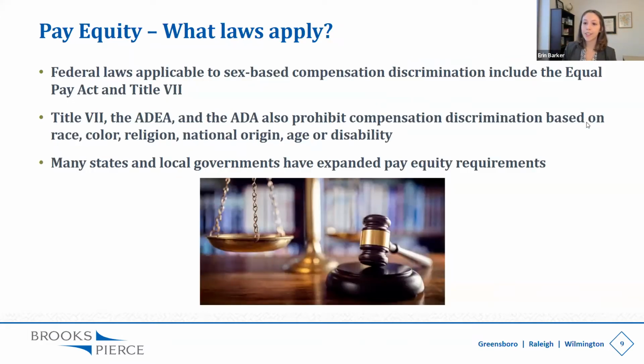So the next question is, what laws currently apply? So we know there's all these laws coming in, but there have been laws in place that address pay equity. A couple of the federal laws applicable to sex-based compensation discrimination include the Equal Pay Act and Title VII. In addition, Title VII, the ADEA, and the ADA also prohibit discrimination, not just on the basis of sex, but also race, color, religion, national origin, age, disability. And that's just at the federal level. So many states and local governments have expanded pay equity requirements and broadened all the requirements in place. And so we're going to look a little closer at some of these laws next.